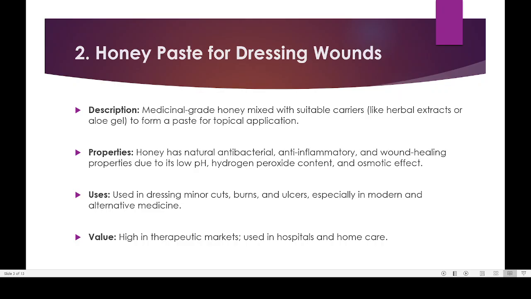Then it has an osmotic effect. Osmotic effect means it is capable of pulling water, withdrawing water, so that bacteria cannot survive. Because of that osmotic effect, it is also capable of reducing inflammation. These are the two qualities of honey: the antibacterial property and the anti-inflammatory property. The antibacterial property is mostly because of the presence of hydrogen peroxide, and the anti-inflammatory property because of its osmotic effect.